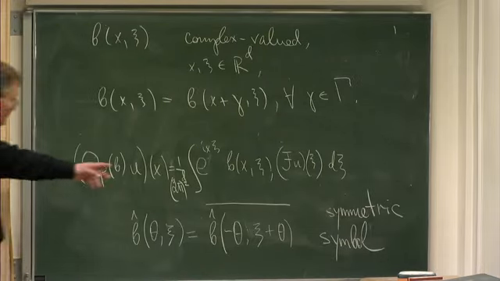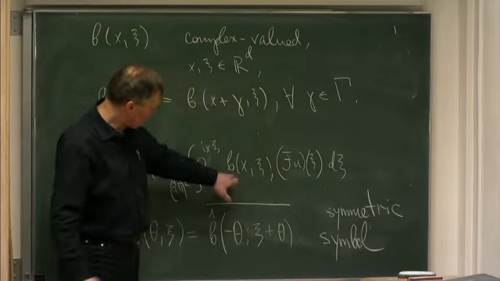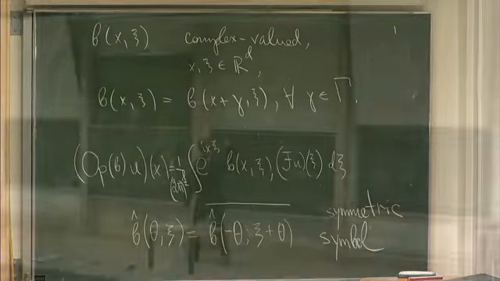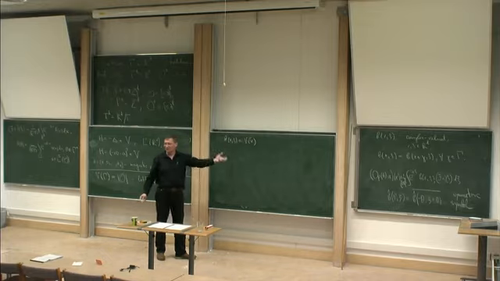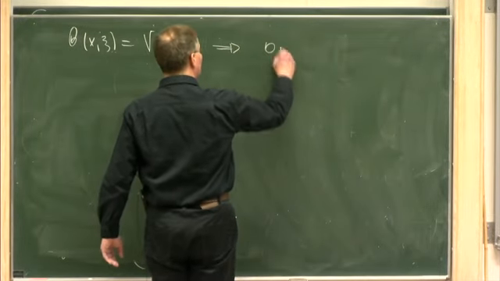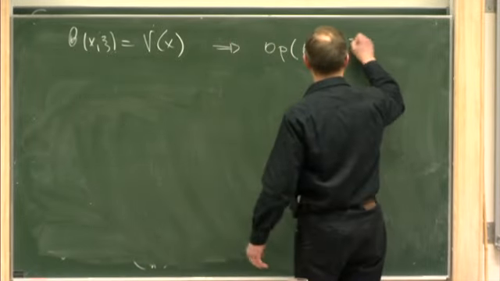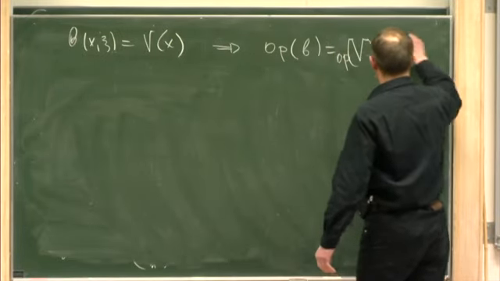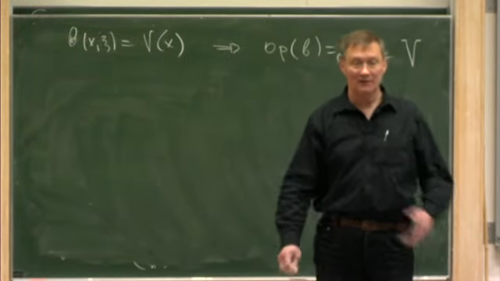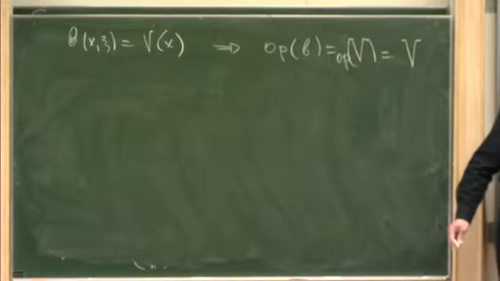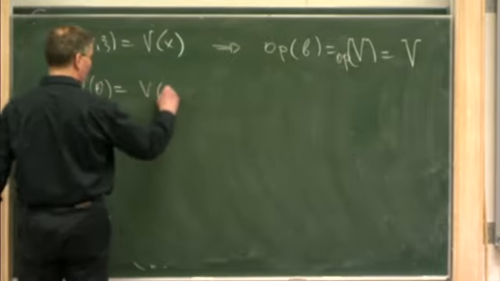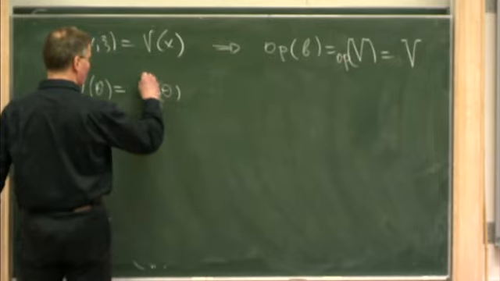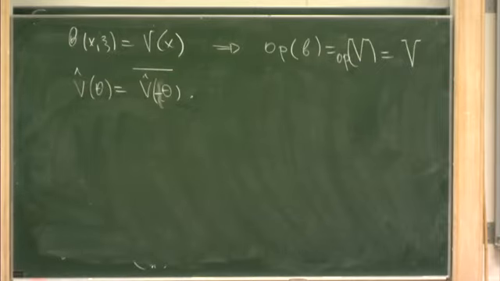If you have just a function in some simple cases. If you have a function of x, right? If your symbol is just a multiplication by a function, then operator of b will be just multiplication by a function. And if v is real valued, then definitely this condition is satisfied because the Fourier coefficients satisfy this relation, right, for real valued function. So it is a natural generalization.